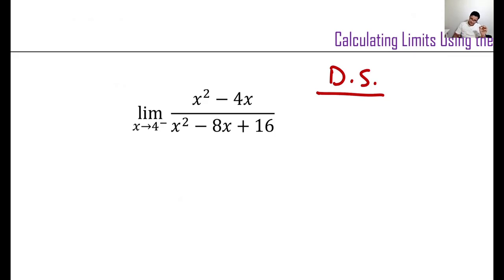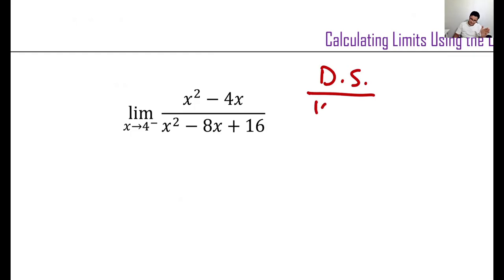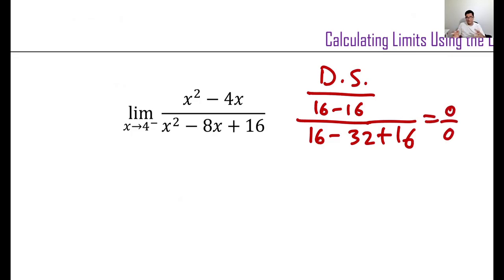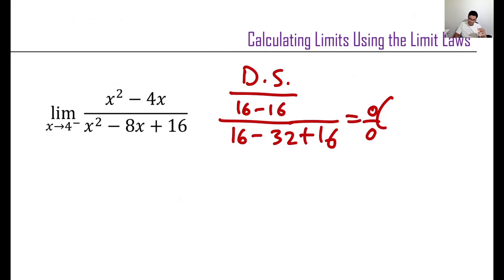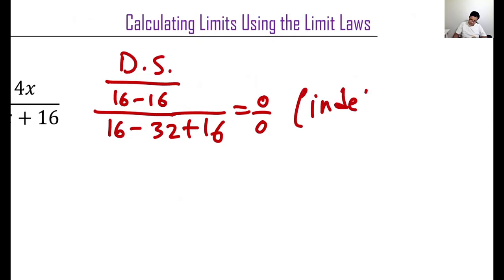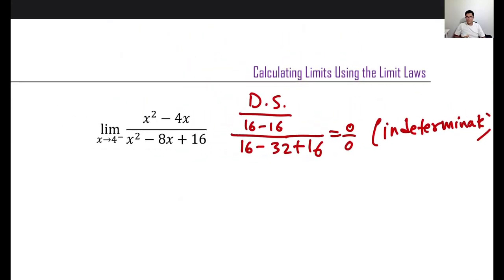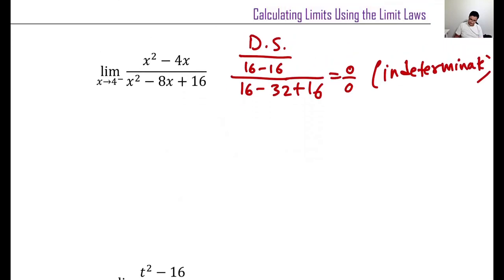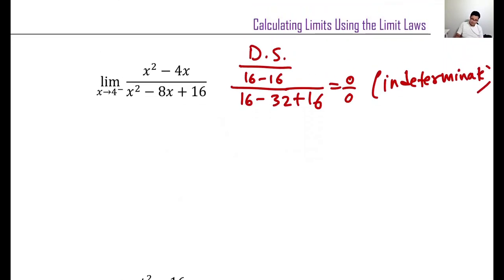You plug in x equals 4, and you will get 16 minus 16, divided by 16 minus 32 plus 16, and that will be 0 divided by 0, which is indeterminate. Okay, so what should we do? Some rewriting, and rewriting is going to start like this.